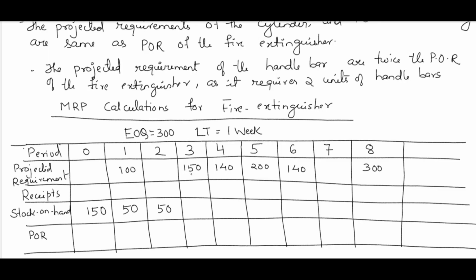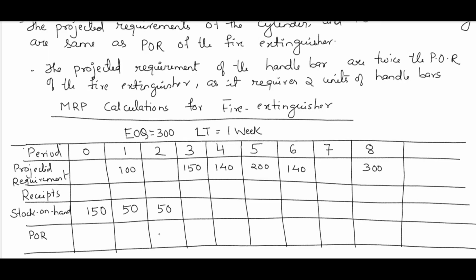Again, we'll go to week number 3. In week 3, our demand is 150 items of fire extinguisher. But we are having stock on hand of only 50. So we need another 100. But we cannot order only 100, because our economic order quantity is 300. So at a time we have to order 300 quantities. And what is the lead time? Before 1 week we have to order, so that we will be receiving 300 quantities in the third week.